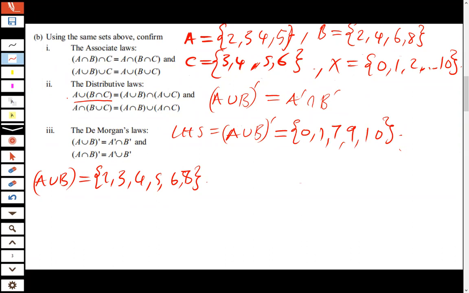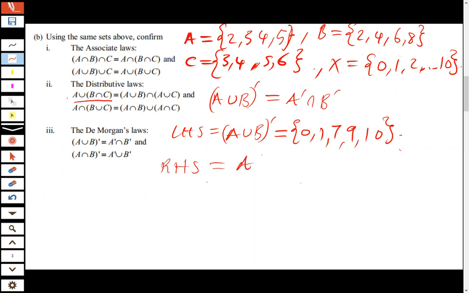The right-hand side is simply A complement intersection B complement. Let us first find A complement. We also find B complement, and then from there we find the intersection of the two sets.